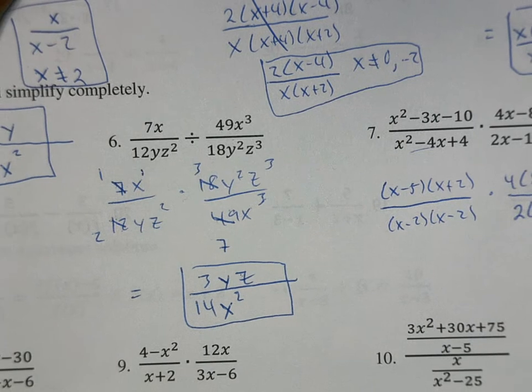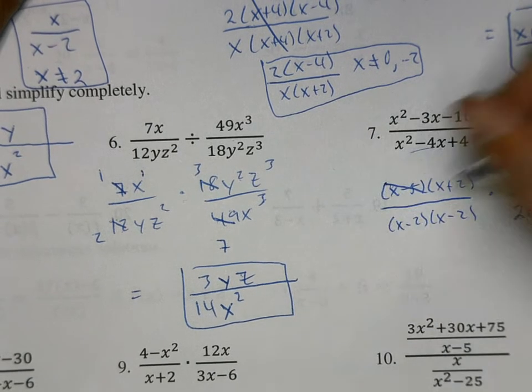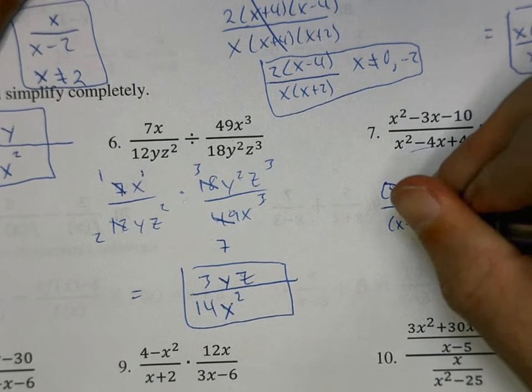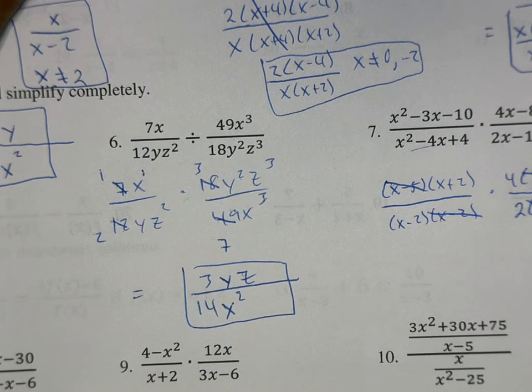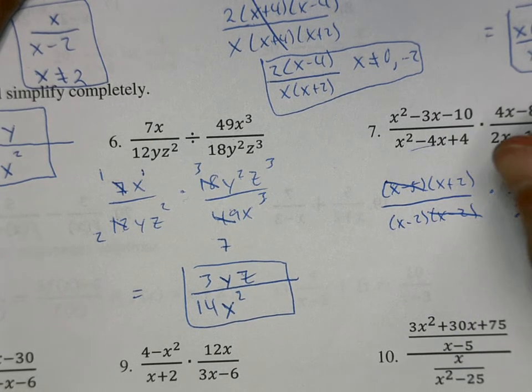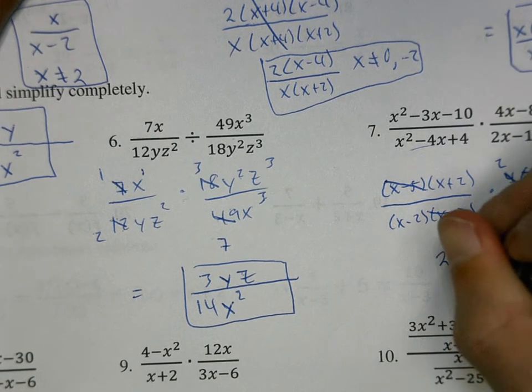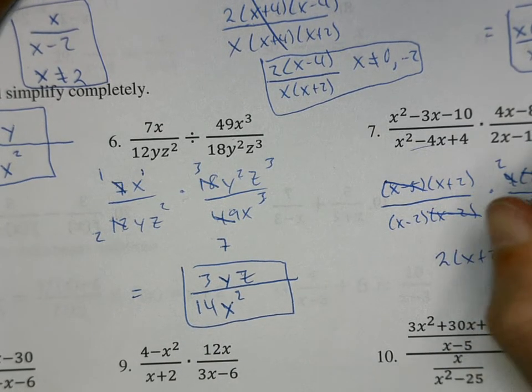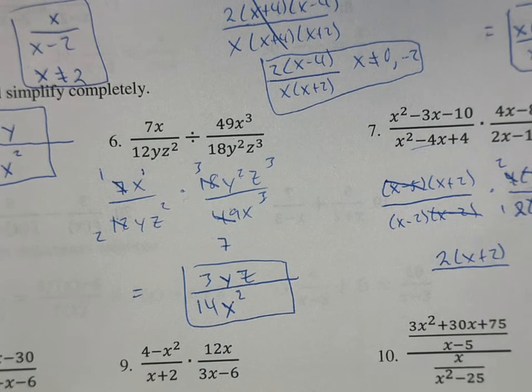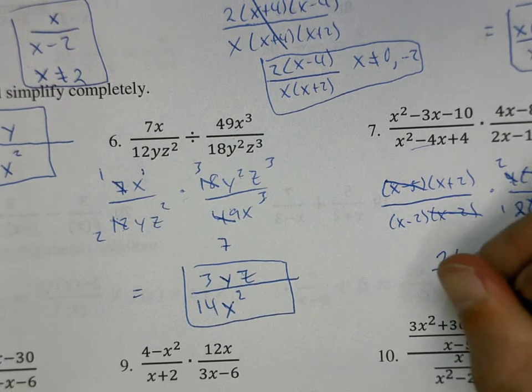And we can start canceling a whole bunch of stuff. X minus 5's go away. X minus 2's go away. And 4 divided by 2 is just a 2. So our final answer is 2 times x plus 2 over x minus 2.